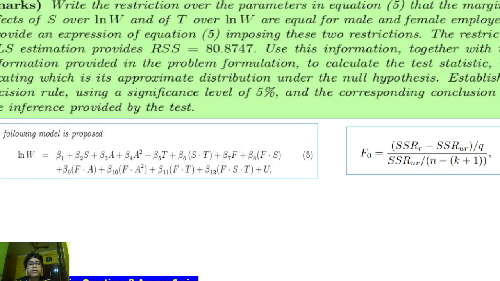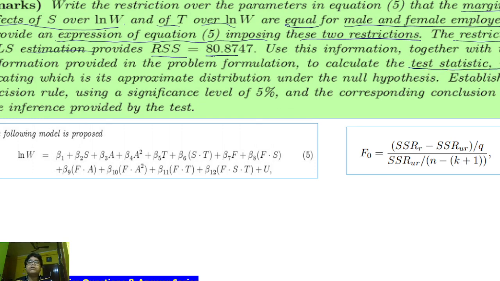In question number 9, this is a little bit tricky. It is asking: write the restriction over parameters in equation 5 such that the marginal effects of S over ln W and T over log of W are equal for male and female employees. Then you have to provide an expression of equation 5 imposing these two restrictions. The restricted OLS estimation provides RSS equal to 80.8747. Okay, so we'll have to use this information, along with the information provided in question number 1, the first question itself, to calculate the test statistic.